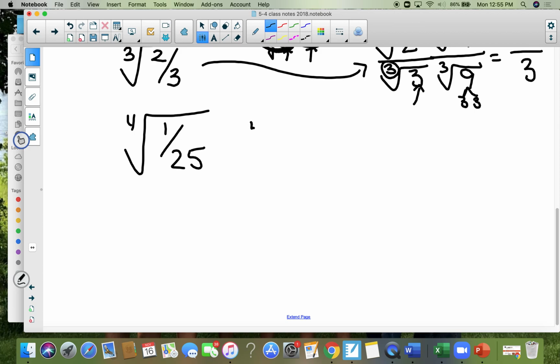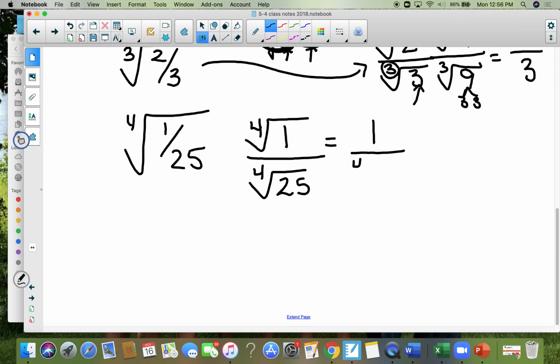We might as well do the 4th root. Break it up, remember, into 2 separate radicals. If you see this on the ACTs, you're going to see a gigantic fraction with a radical, and you're going to say to yourself, that's right, Miss Cho said to break it up into 2 separate radicals. The 4th root of 1 is just 1. So now you have the 4th root of 25. This tells you how many things you need.